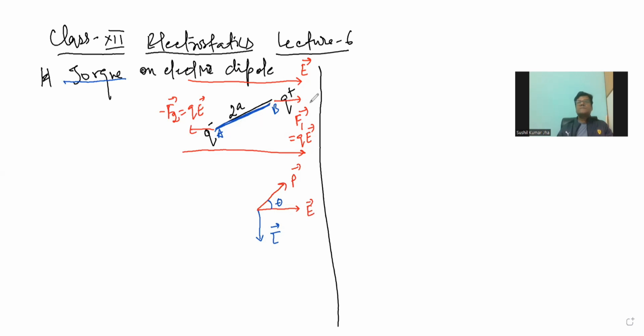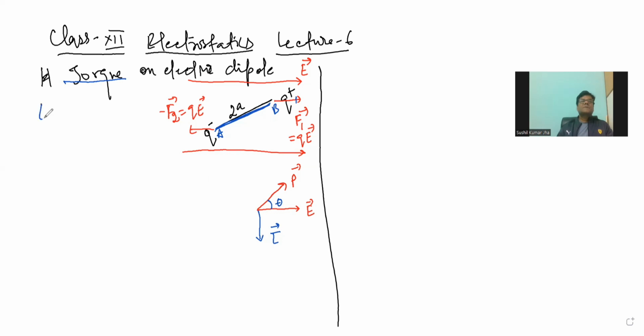Now, this positive charge will experience a force along the direction of field, which is F1 is equal to QE. But the negative charge, magnitude wise same force, it will also feel QE, but direction will be opposite. So these two equal and opposite forces create torque on this dipole kept in this uniform electric field. So if P is the dipole moment, E is the electric field making certain angle, then as per the cross product of vector, this tau will give the direction of the torque on it.